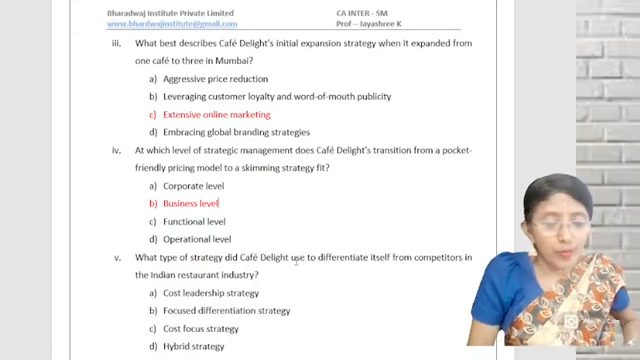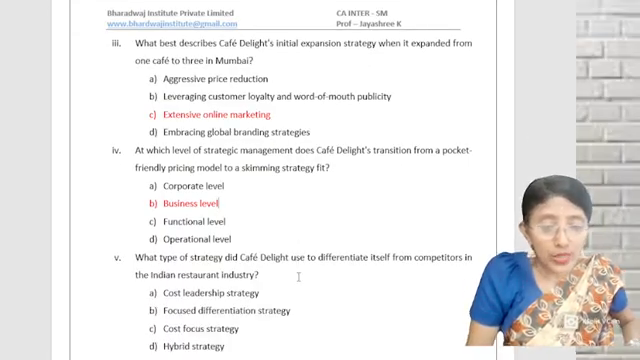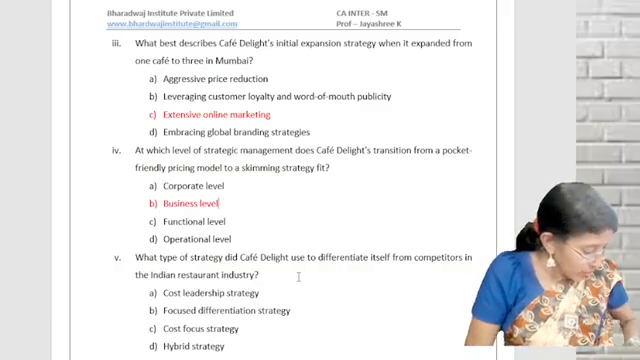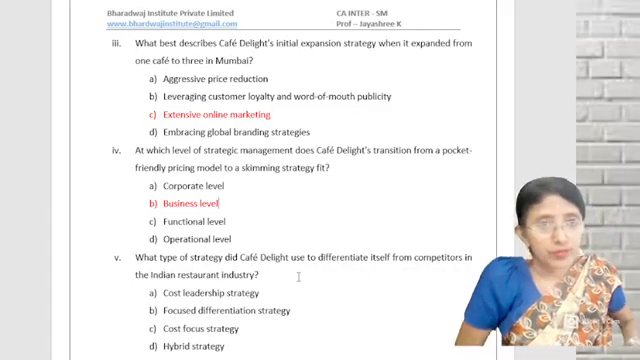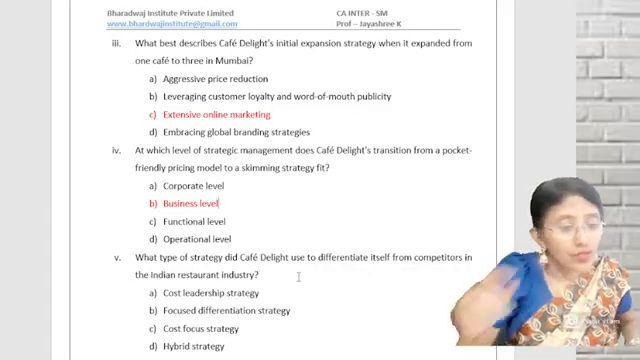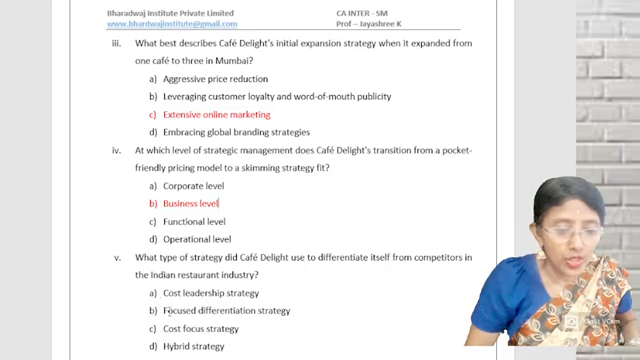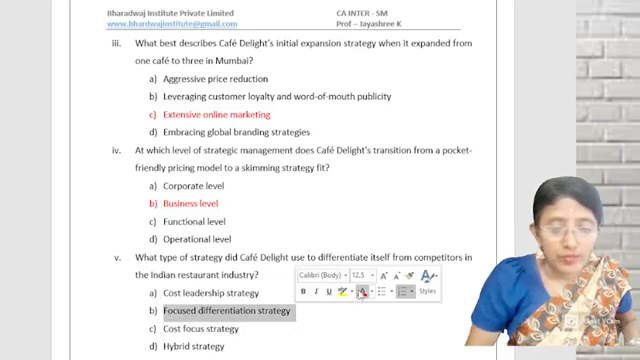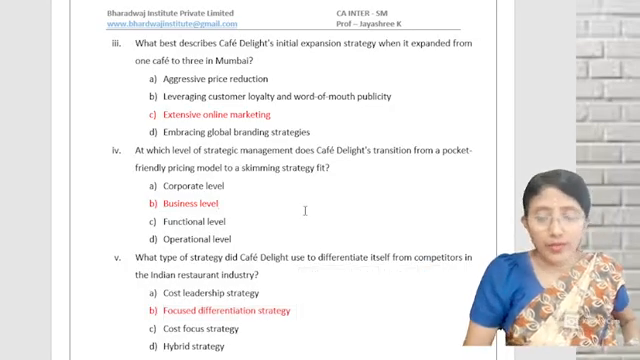Okay. What type of strategy did Cafe Delight use to differentiate itself from competitors in the Indian restaurant industry? Perfect. Focused differentiation strategy. Good. Very good, yeah. So done very well.